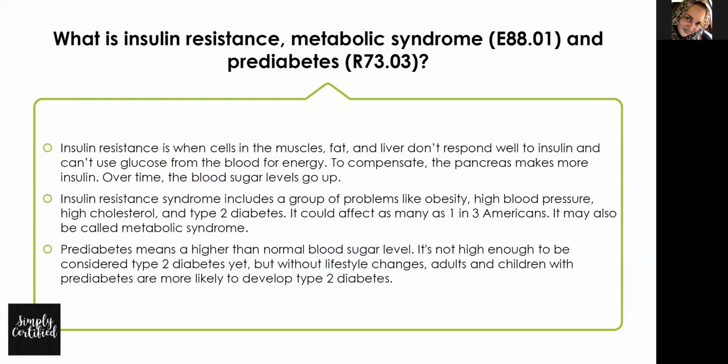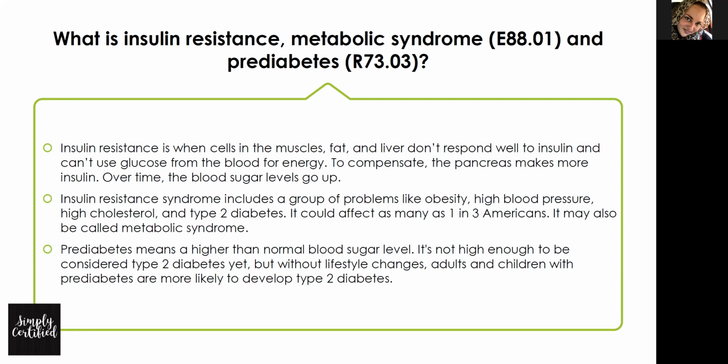What is insulin resistance and metabolic syndrome, and what's prediabetes? Pretty much just explain that, but here's some cool information about it. So insulin resistance is when your cells and your muscles, fat and liver, don't respond well to that insulin, and they can't use the sugar from your blood to make energy. So to make up for that, your pancreas makes more and more insulin. It just starts pumping out that insulin. And over time, your blood sugar level goes up, regardless of how much insulin you put out, because your cells are not really responding to it, right?